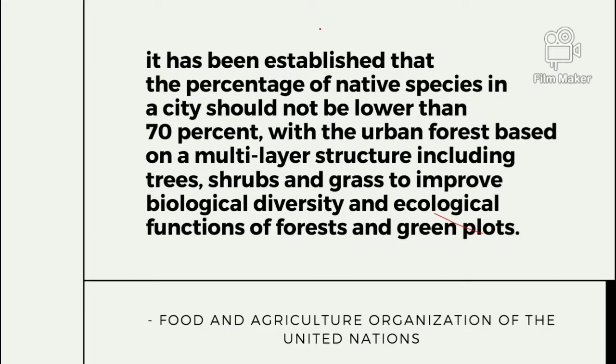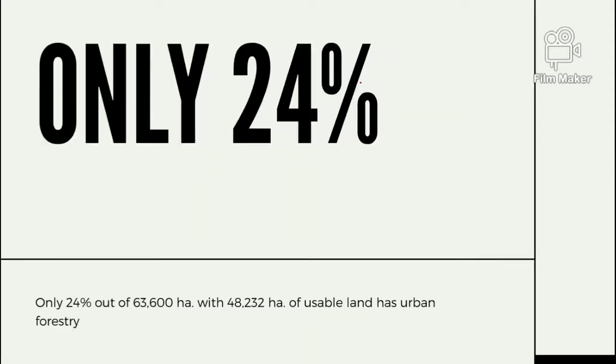According to the Food and Agriculture Organization of the UN, it has been established that the percentage of native species in a city should not be lower than 70%, with the urban forest based on a multi-layer structure including trees, shrubs, and grass to improve biological diversity and ecological functions of forests and green plots. But out of 63,600 hectares, only 24% is covered in forestry. So NCR is lower than average, way lower.